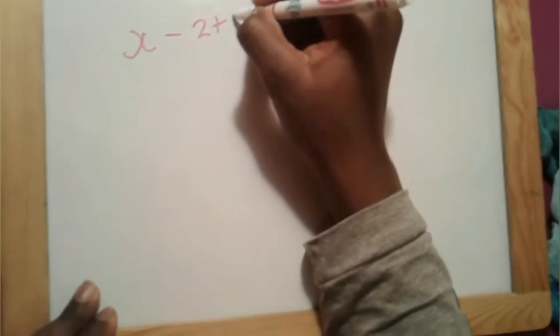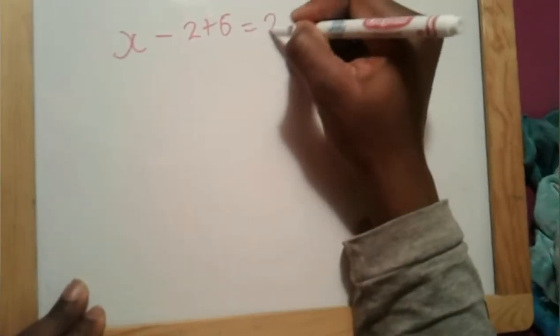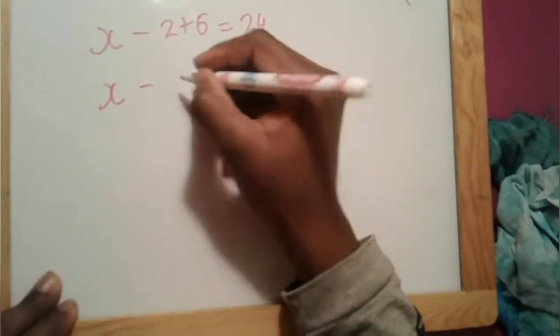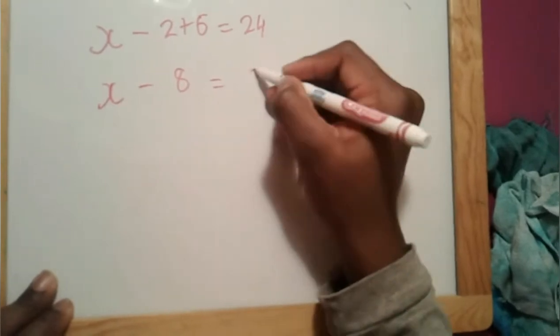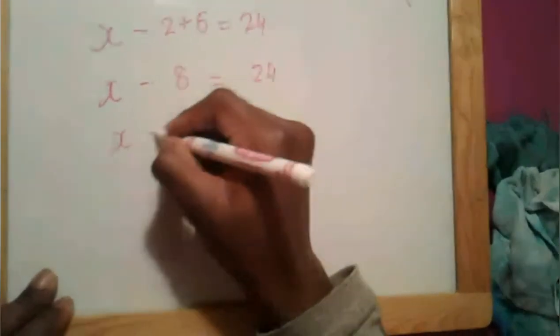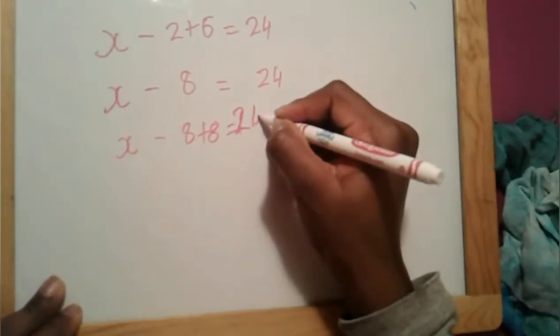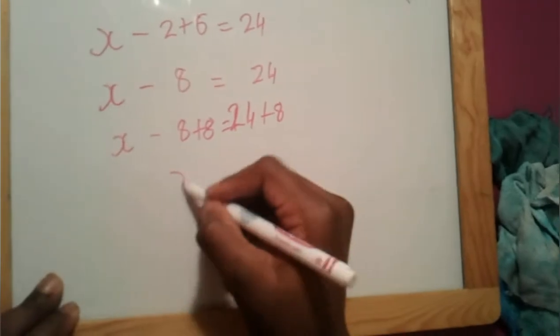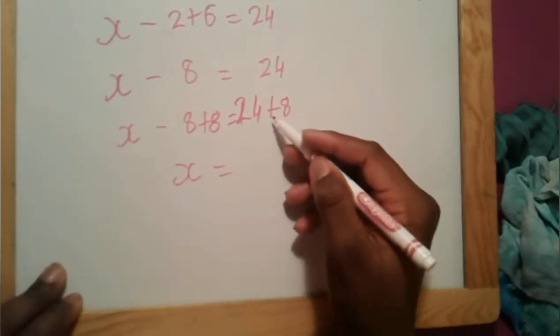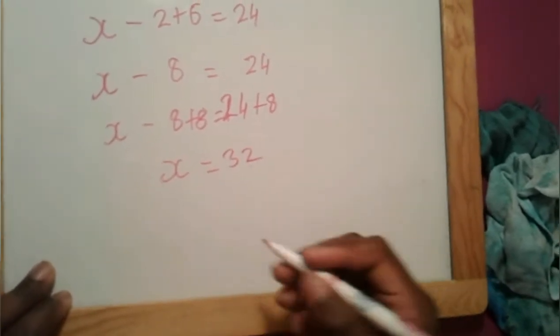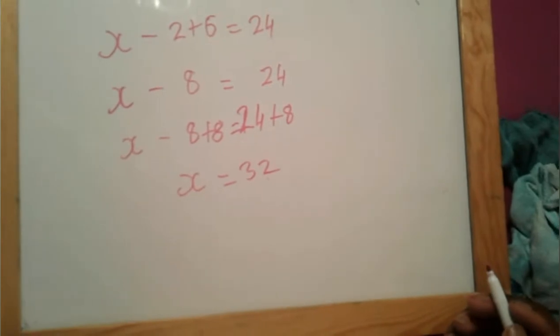It makes it easier. So if the question is x minus 2 plus 6 is equal to 24, like that, here you must first add and it will be 8, and then you do 8 plus 8 is equal to 24 plus 8. So x is equal to 32. X is equal to 32. Yeah, it's equal to 32.